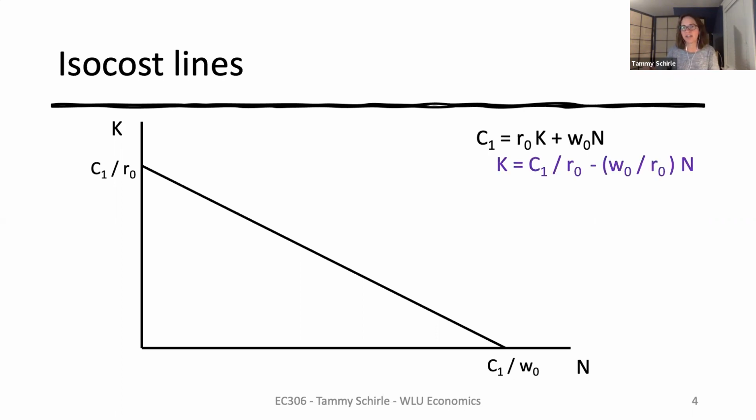Notice the slope of this isocost line is the ratio of input prices. When wages are high relative to the rental rate, this line will be steeper. When wages are relatively low, the line is flatter.